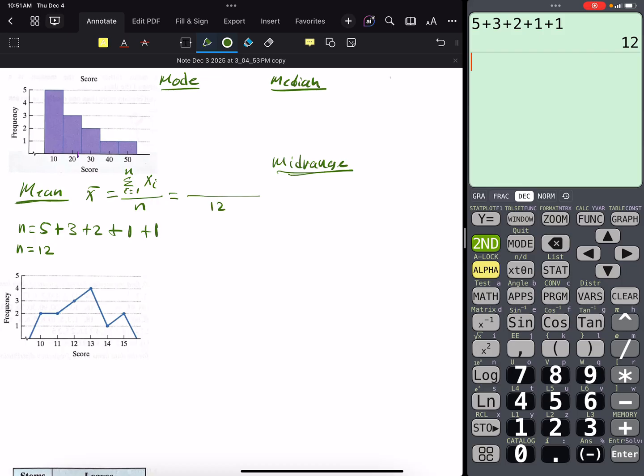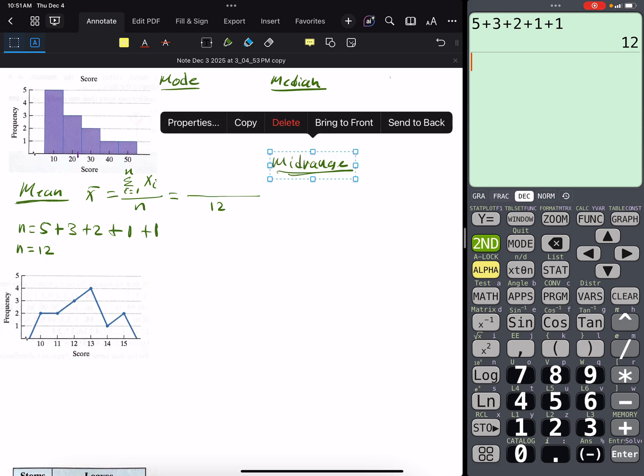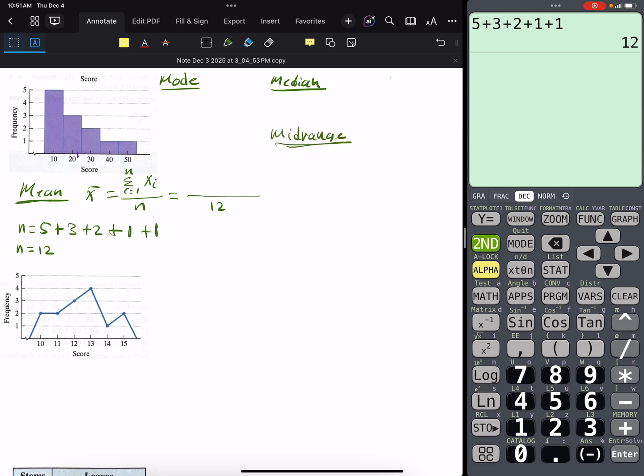Now, that gives me the denominator of my calculation here. I still need my numerator now. I'm going to slide this up a little bit because I think we're going to be able to get away with that later.